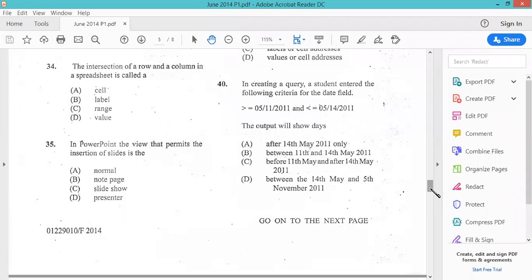Yes, I said B as well. Okay, B is the answer. So Joel, you change to B now. All right, so B is the correct answer. So all the data that will show will be between the 11th and the 14th of May 2011. Everybody seeing that? Okay.